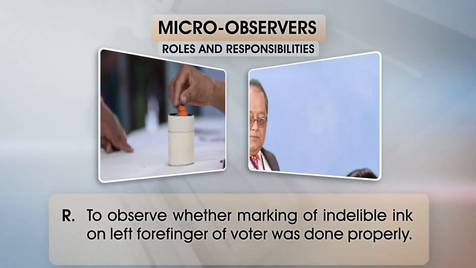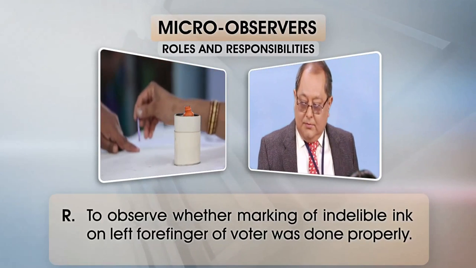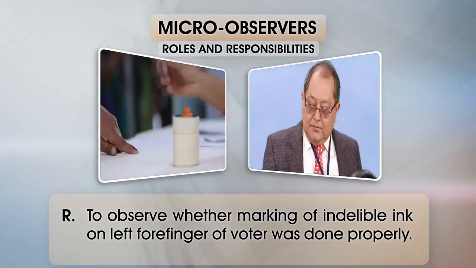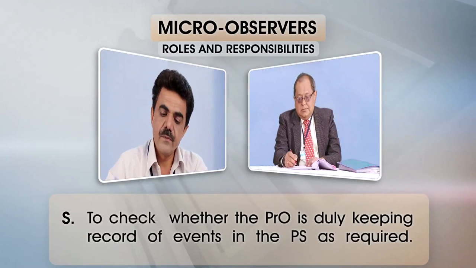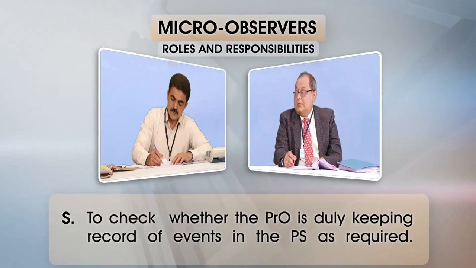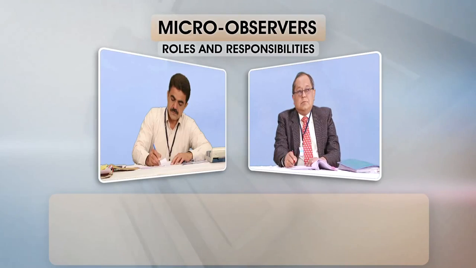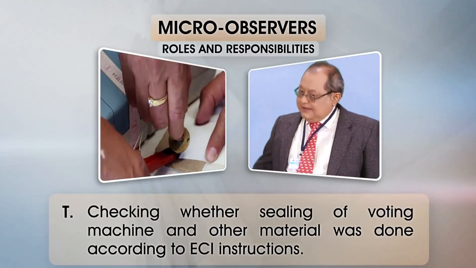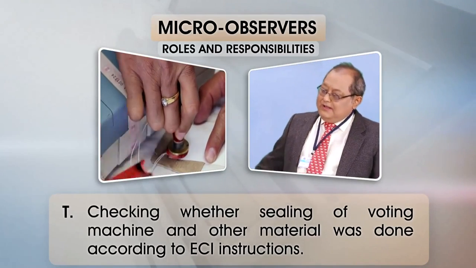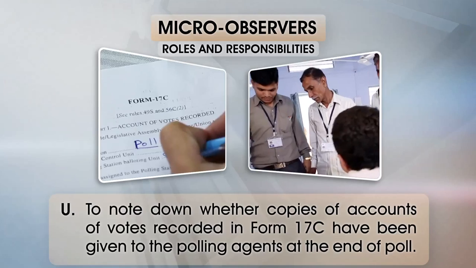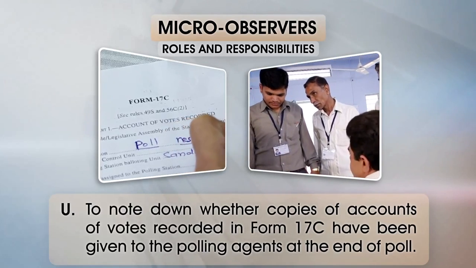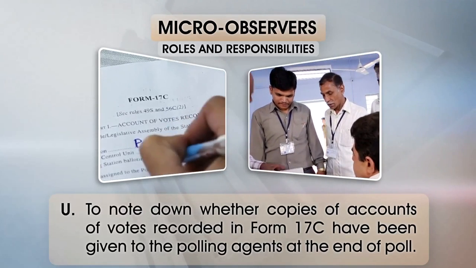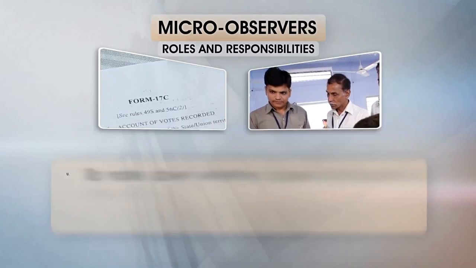To observe whether marking of indelible ink on left forefinger of voter was done properly. To check whether the PRO is duly keeping record of events in the PS as required. Checking whether sealing of voting machine and other material was done according to ECI instructions. To note down whether copies of accounts of votes recorded in Form 17C have been given to the polling agents at the end of poll.